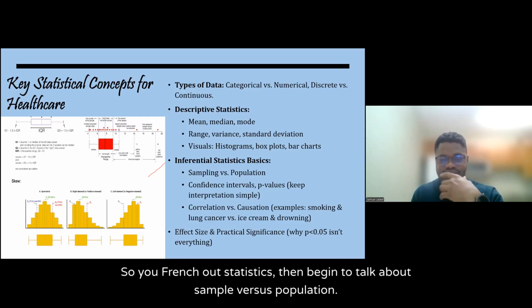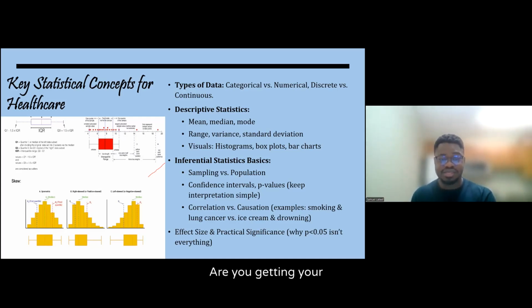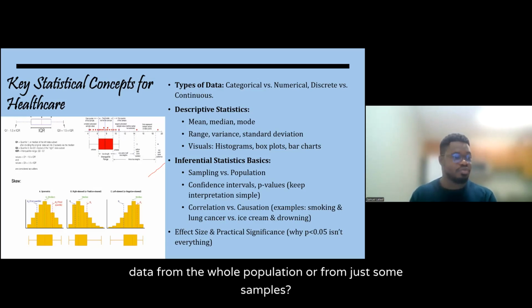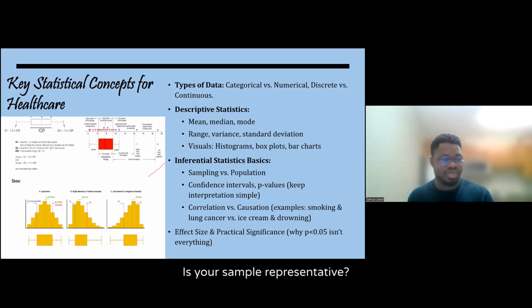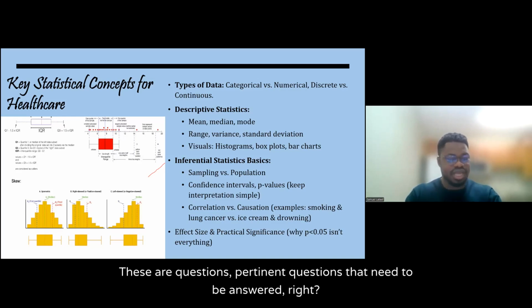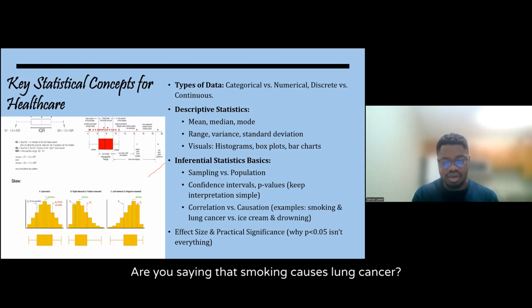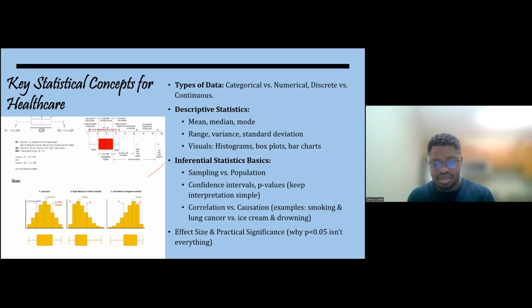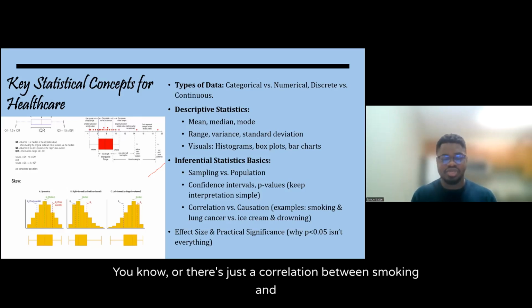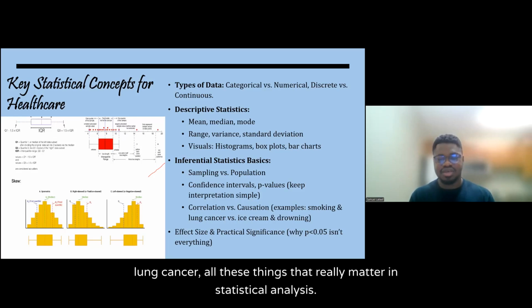So inferential statistics then begins to talk about sample versus population. Are you getting your data from the whole population or from just some samples? Is your sample representative? Is your sample random? These are pertinent questions that need to be answered, right? Are you checking for correlation versus causation? Are you saying that smoking causes lung cancer, or that there's just a relation between smoking and lung cancer? All these are things that really matter in statistical analysis.